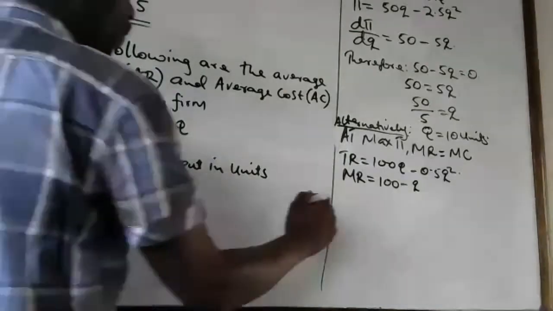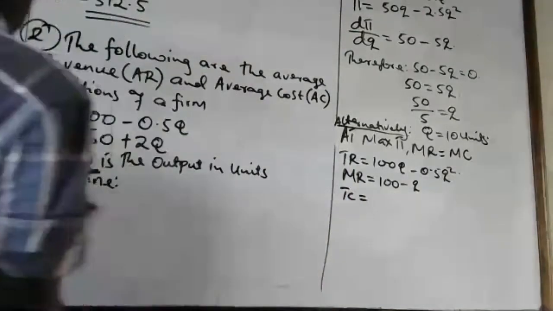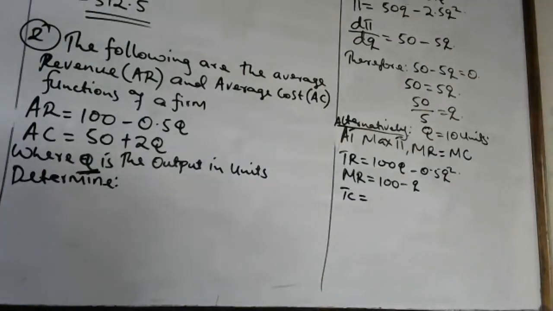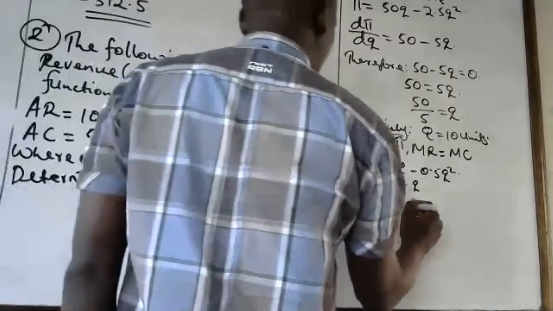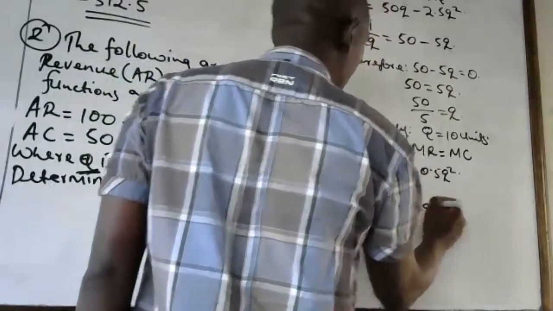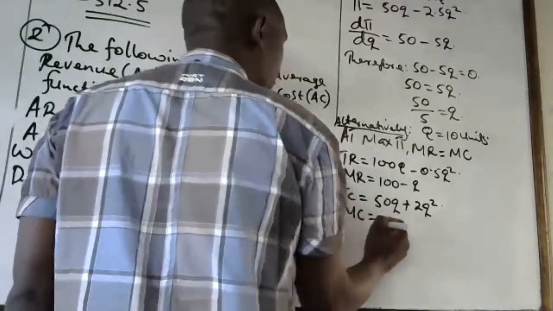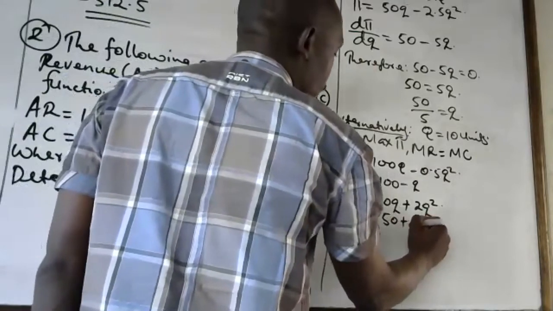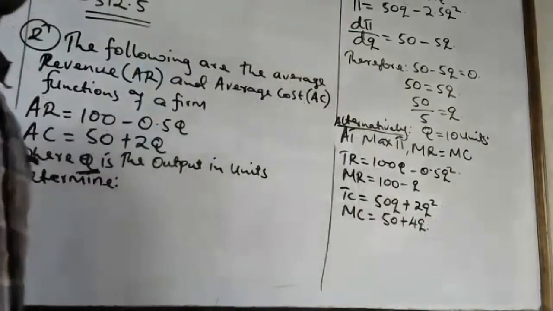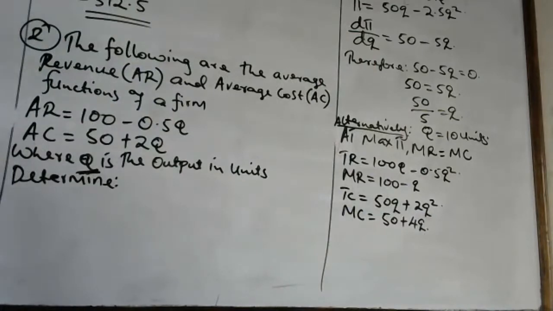The same case, if we have the total cost, which we found to be 50Q plus 2Q squared, our marginal cost will be given by 50 plus 4Q. You note that. If you have total revenue, differentiate to get marginal revenue. If you have total cost, differentiate that total cost to get the marginal cost.